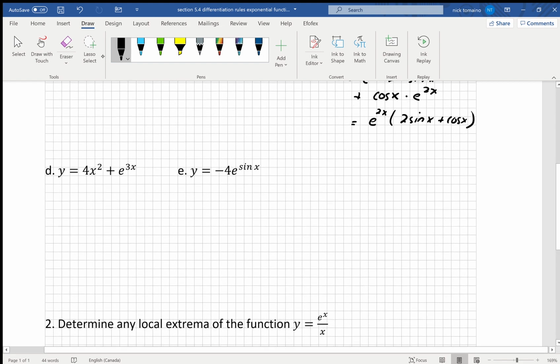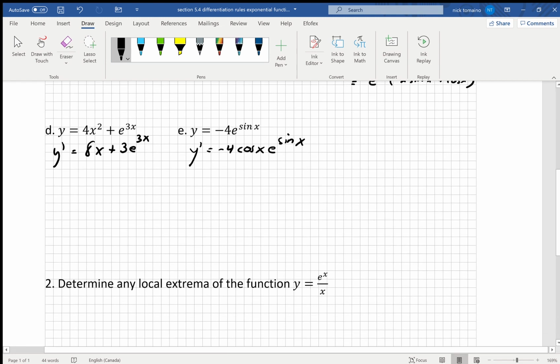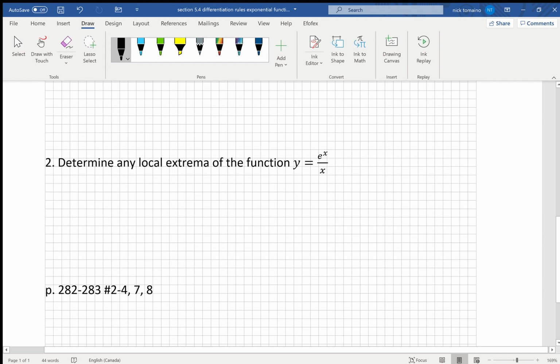Nice. Okay, next one. So y prime, or dy by dx, is equal to, okay, we have the sum of two functions. So the derivative of the sum is the sum of the derivatives. The first one is going to be 8x plus, and then the derivative of this, which is 3 e to the 3x. Okay, good. And then the next one here, y prime is equal to negative 4 times the derivative of sine, which is cosine, times e to the sine x.